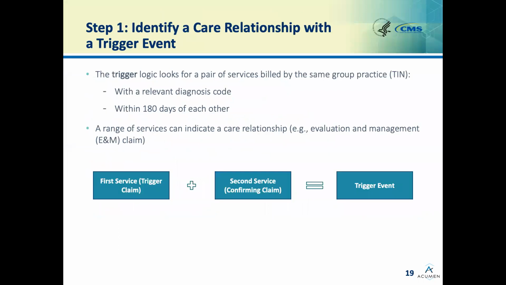Next slide, please. First, we identify the patient cohort by looking for a combination of services and diagnoses that indicate that there is a clinician-patient relationship focused on a particular type of care. We do this by looking for a pair of services billed by the same clinician group, or TIN, within 180 days of each other. These services represent care for the specific condition. They include evaluation and management, or E&M services, and also condition-specific services that we come up with through the input process with our work groups.